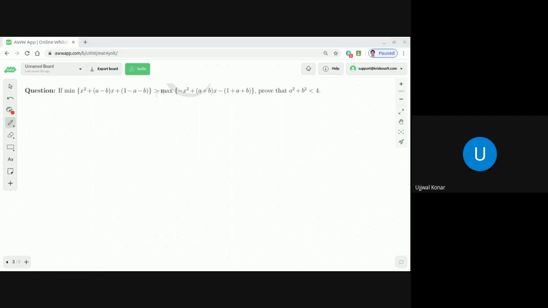How are you approaching, dear students? I'm trying to find the minimum and maximum of these two in terms of A and B. Correct approach, dear Sagnik. Yes, absolutely correct approach.